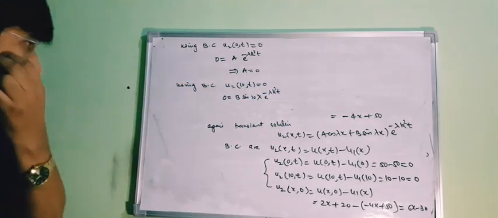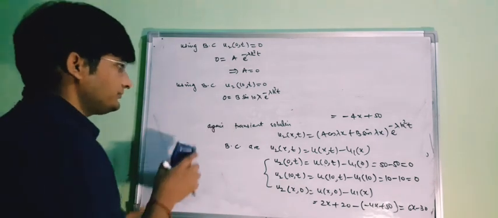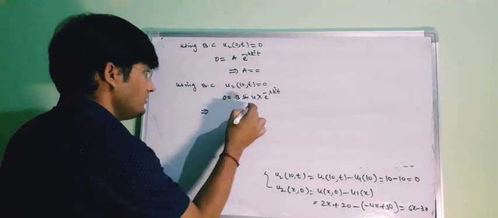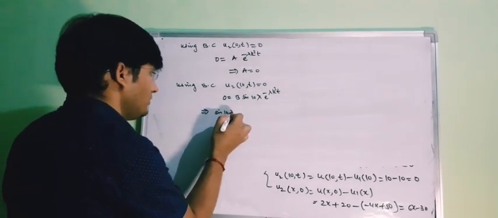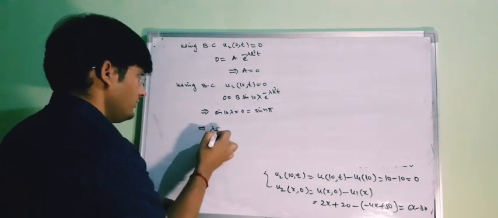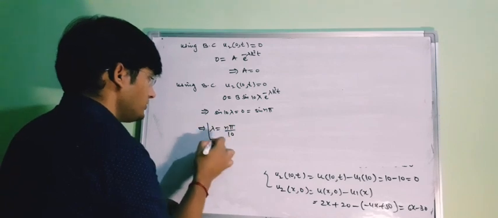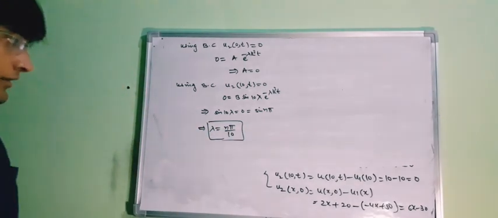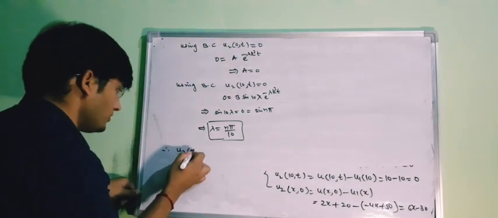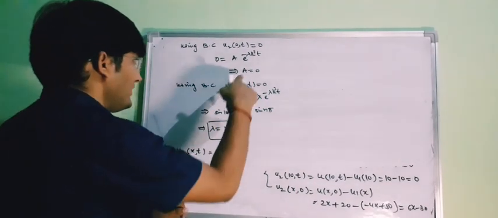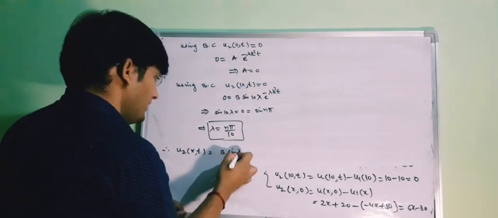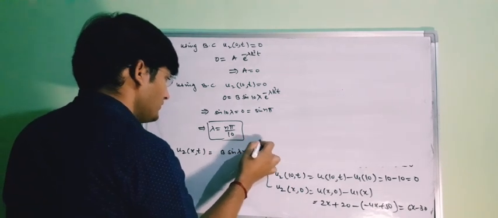Now here you can see that b cannot be 0, so sin 10 lambda will be 0. So this is sin n pi, so your lambda will be n pi upon 10. Now let us use the third condition. Therefore your u(x,t) is a cos lambda x, with a being 0, so we will have b sin lambda x into e to the power minus lambda k square t.